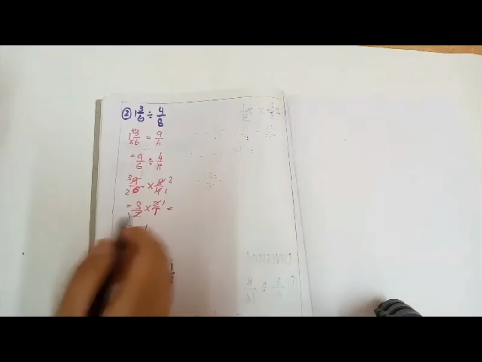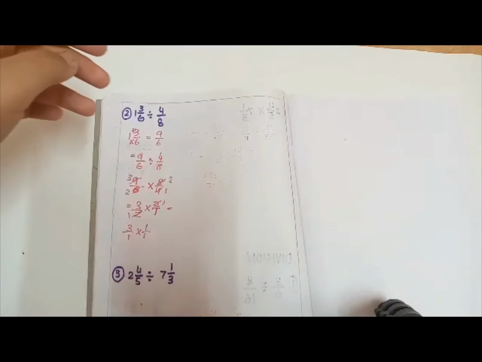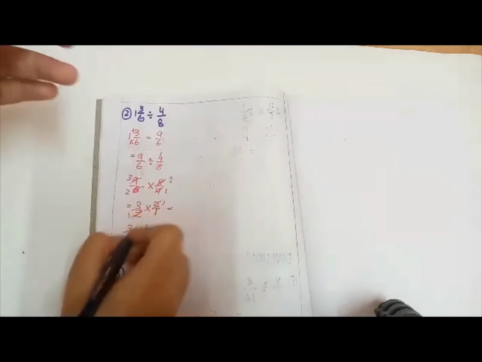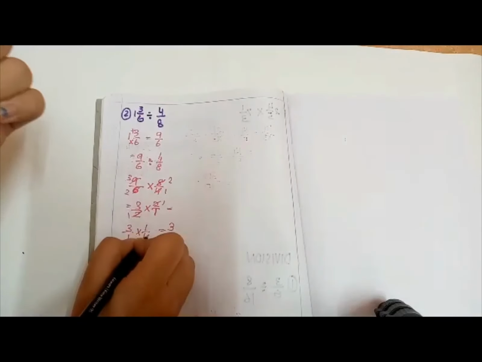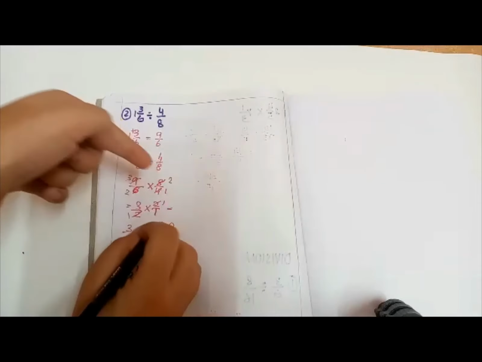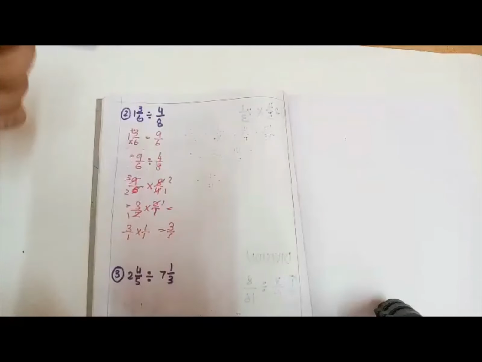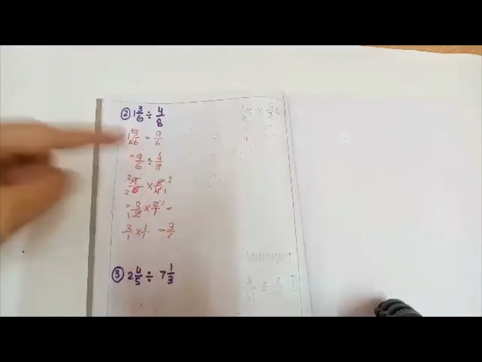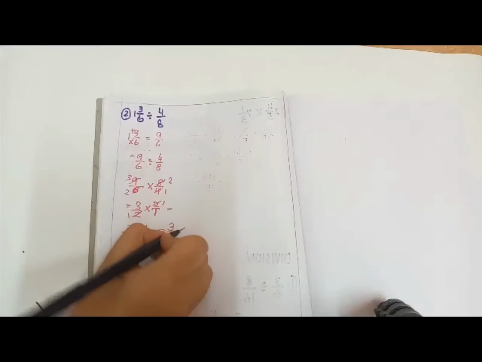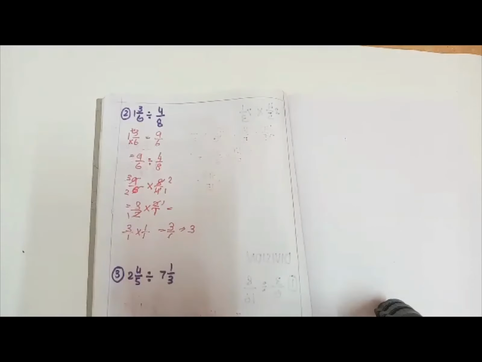So normally multiply it. Numerator with numerator, denominator with denominator. 3 into 1 is 3 and 1 into 1 is 1. 3 by 1, as I said before, anything with denominator 1 is equal to the same, which is equal to 3. So this is a way to solve division.